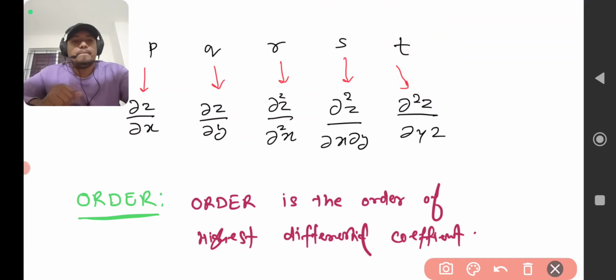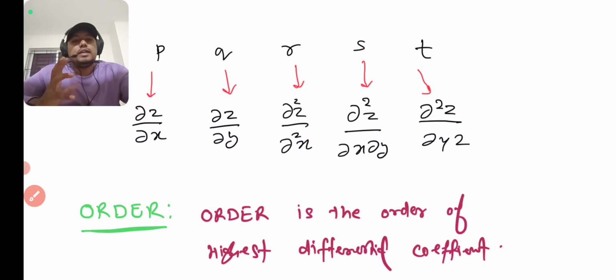Now we have to understand a small topic: what do you mean by the order? It is simple. You see the PDE written, and in it you will have so many terms. Which term is differentiated the maximum number of times? 3 times, 2 times, 4 times. That highest one will be your order. Same thing we have done in ODE also.